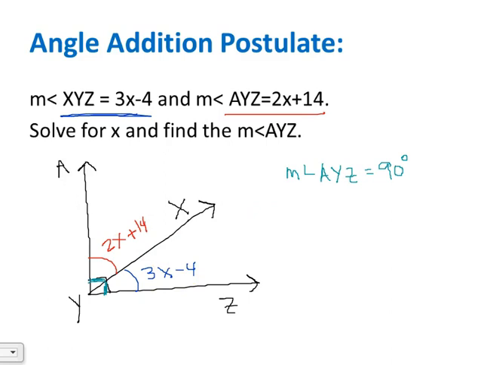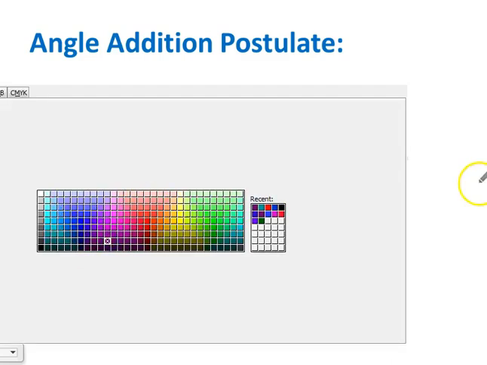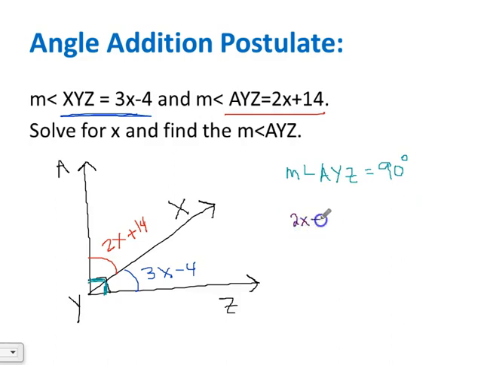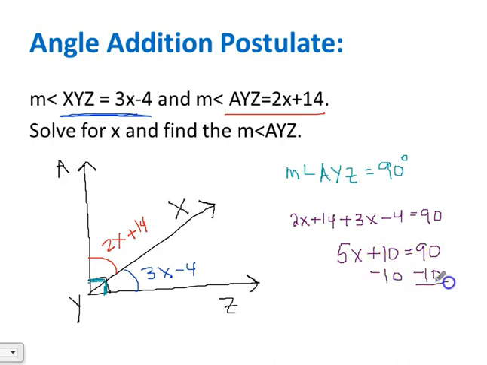So let's set up that equation. If we take 2x plus 14 and add it to 3x minus 4, it should equal 90 degrees. Then we're just going to do simple algebra to solve. Combining like terms, I've got 2x and 3x, so a total of 5x. 14 minus 4 is 10, and that equals 90. Then I'm going to subtract 10 from each side, and I get 5x equals 80. My last step is to divide each side by 5. So what is 80 divided by 5?